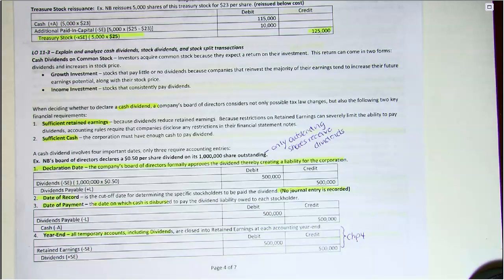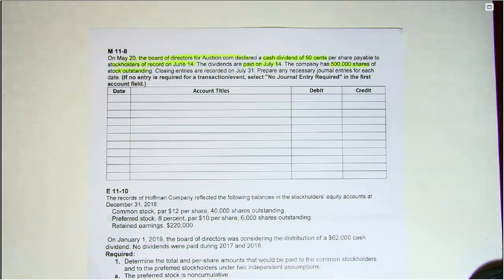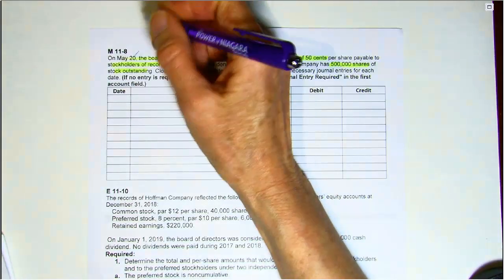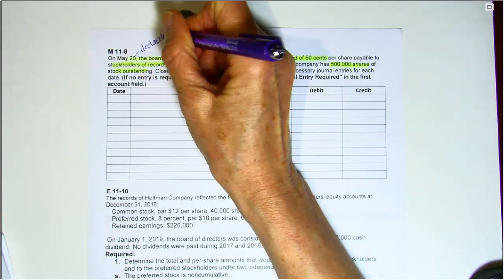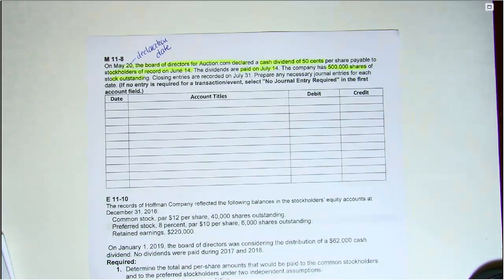So now, let's try a problem. We're going to be doing problem M11-8. It says, on May 20th, the board of directors for auction.com declared a cash dividend of 50 cents per share. So May 20th would be your declaration date, the day that the liability is created.